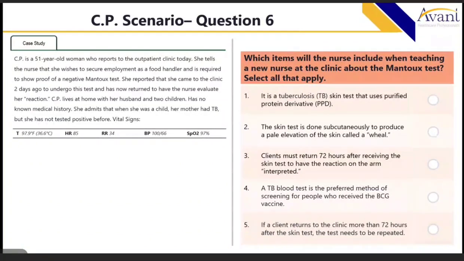A lot of you are getting 2 out of 3 correct. So that's good to see.